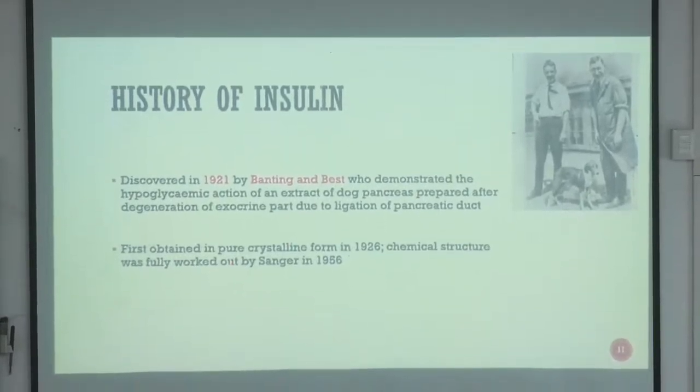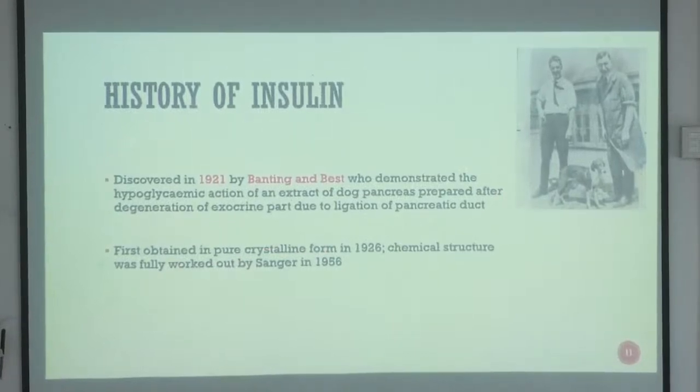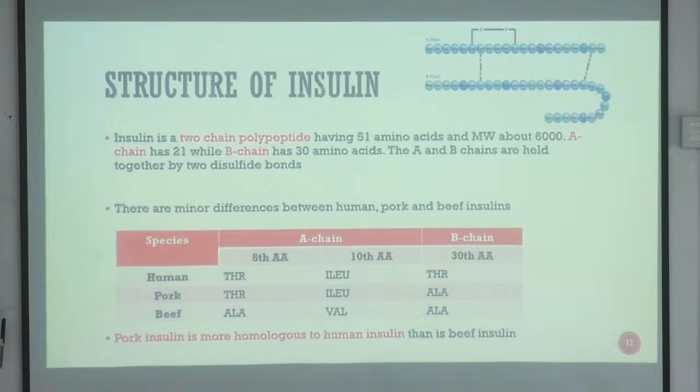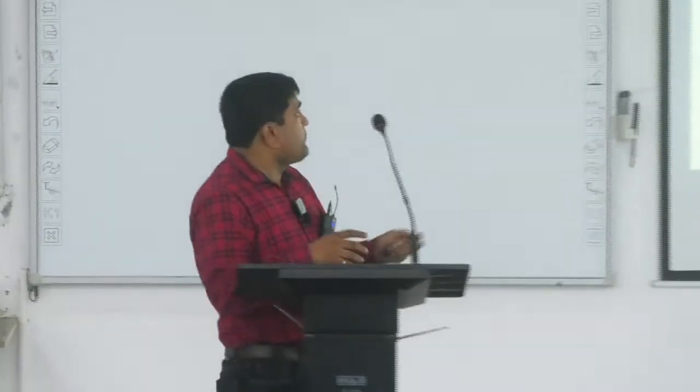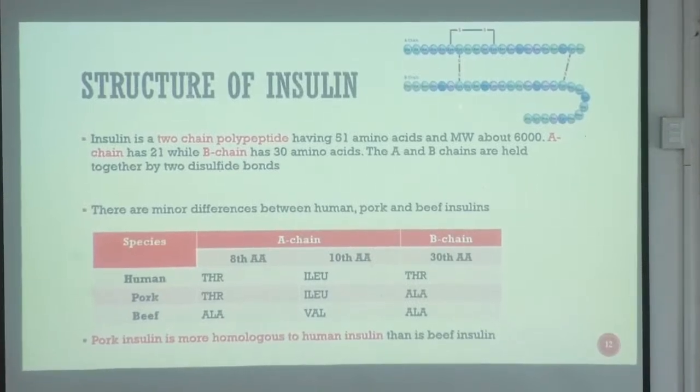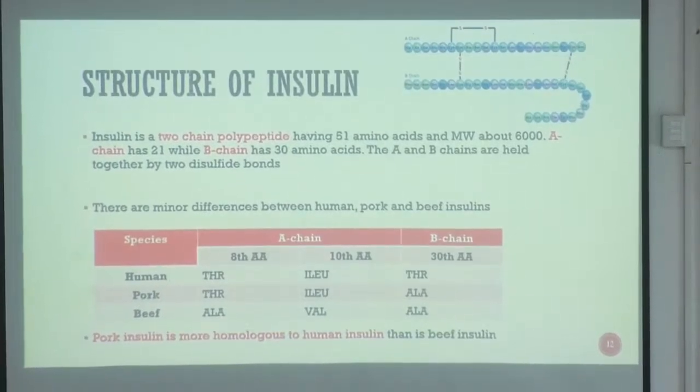Now, pure crystalline form of insulin was obtained in 1926 and the chemical structure of insulin was first delineated fully in 1956 by Sanger. Now coming to the structure of insulin. Insulin is a polypeptide hormone having two peptide chains, A chain and B chain. A chain has 21 amino acids while B chain has 30 amino acids. They are joined together by two disulfide bonds.